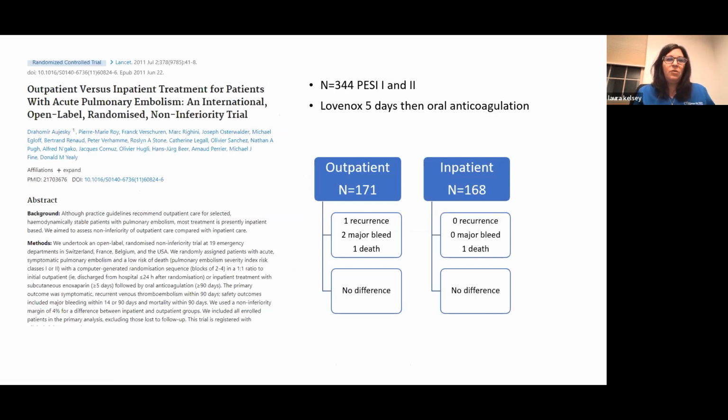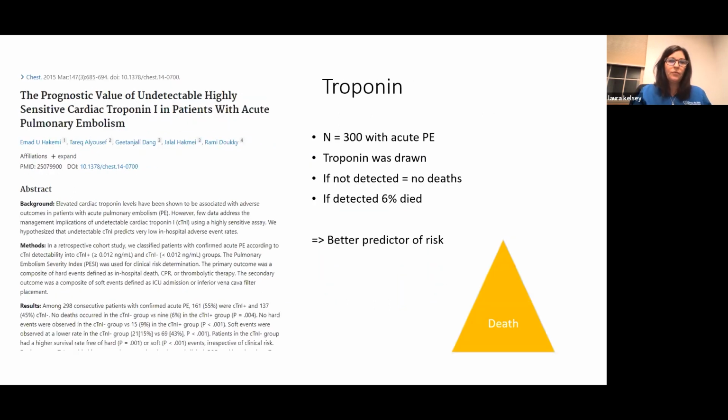So this study was published in Lancet in 2011, and it took these patients in the low 1 and 2, the low risk categories, and randomized them to either outpatient treatment or inpatient treatment. And basically one person died in each group. There were 2 major bleeds in the outpatient group, but there was no clinically significant difference between these 2 groups, suggesting that in this low risk group, it is safe to send them home.